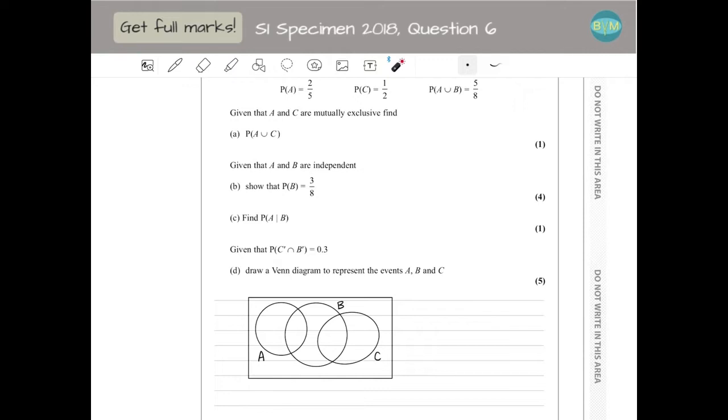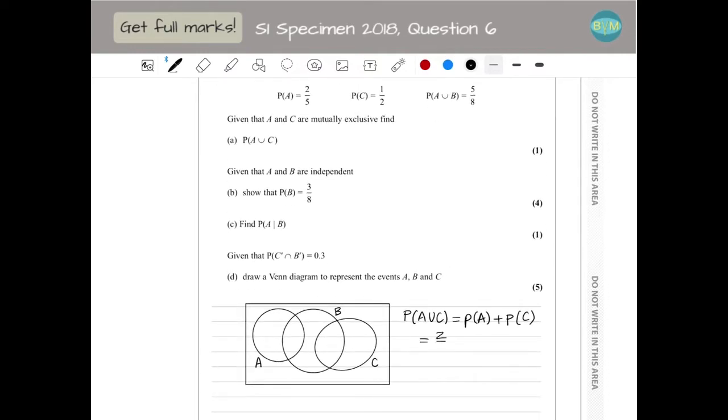They are asking, first of all, probability of A union C. As I don't have intersection, it is just the sum of probability of A and probability of C. So it's quite simple. Probability of A union C is going to be probability of A plus probability of C, just because I don't have any intersection. So this is going to be 2/5, which is given, plus probability of C, which is 1/2, and this is 9/10, or 0.9.